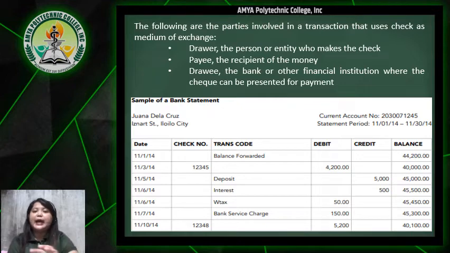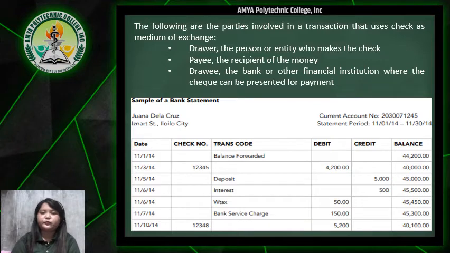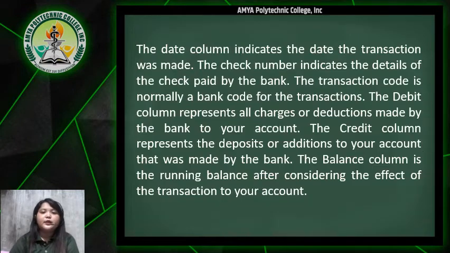So, this is how the bank statement looks like. Okay, you can see there the name of the bank owner or the account name, the current account number, the statement period. We have there the check number, transaction code, the debit, the credit, and also the balance. So the date column indicates the date the transaction was made. Then the check number indicates the details of the check paid by the bank, and then the transaction code is normally a bank code for the transactions.